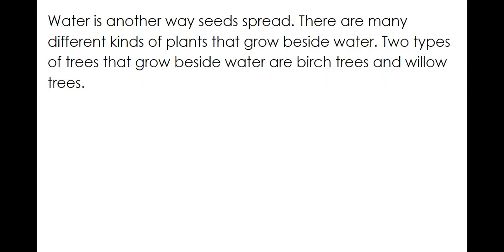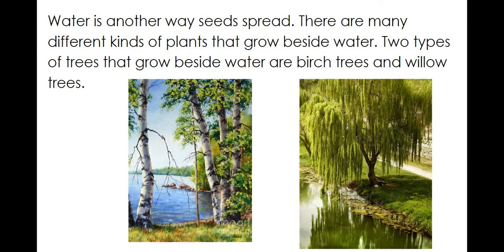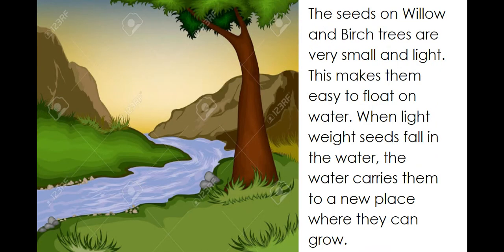Water is another way seeds spread. There are many different kinds of plants that grow beside water. Two types of trees that grow beside water are birch trees and willow trees. The seeds on willow and birch trees are very small and light. This makes them easy to float on water. When lightweight seeds fall in the water, it carries them to a new place where they can grow.